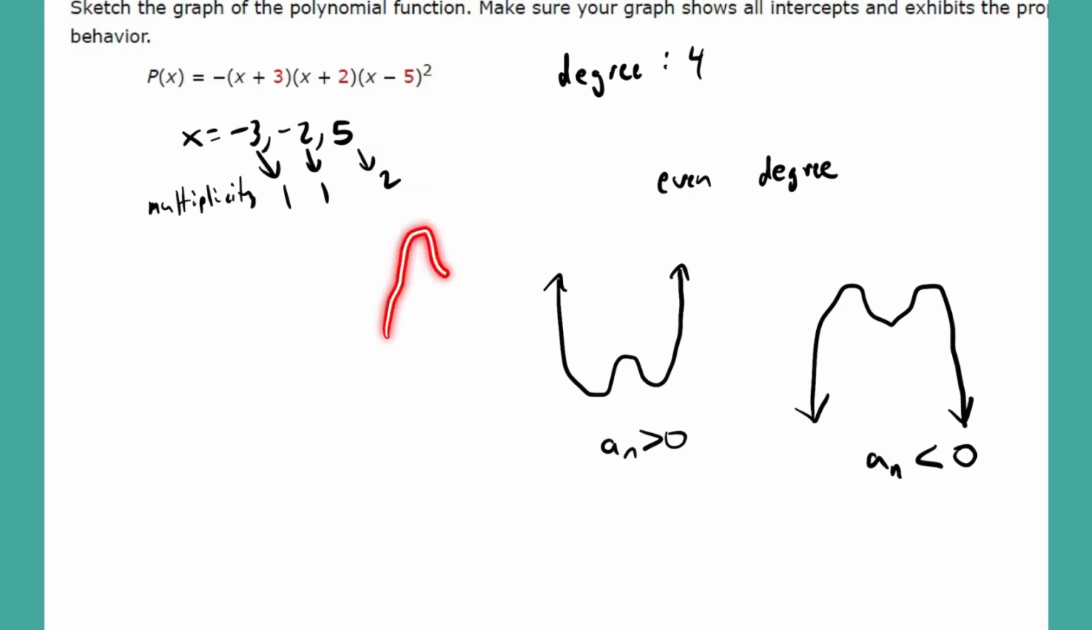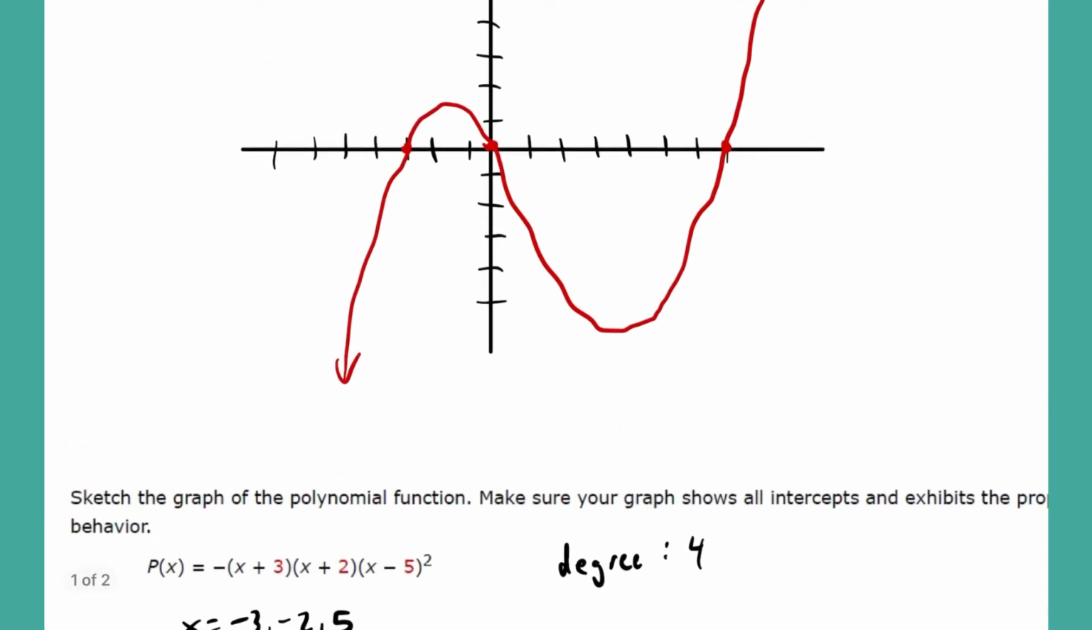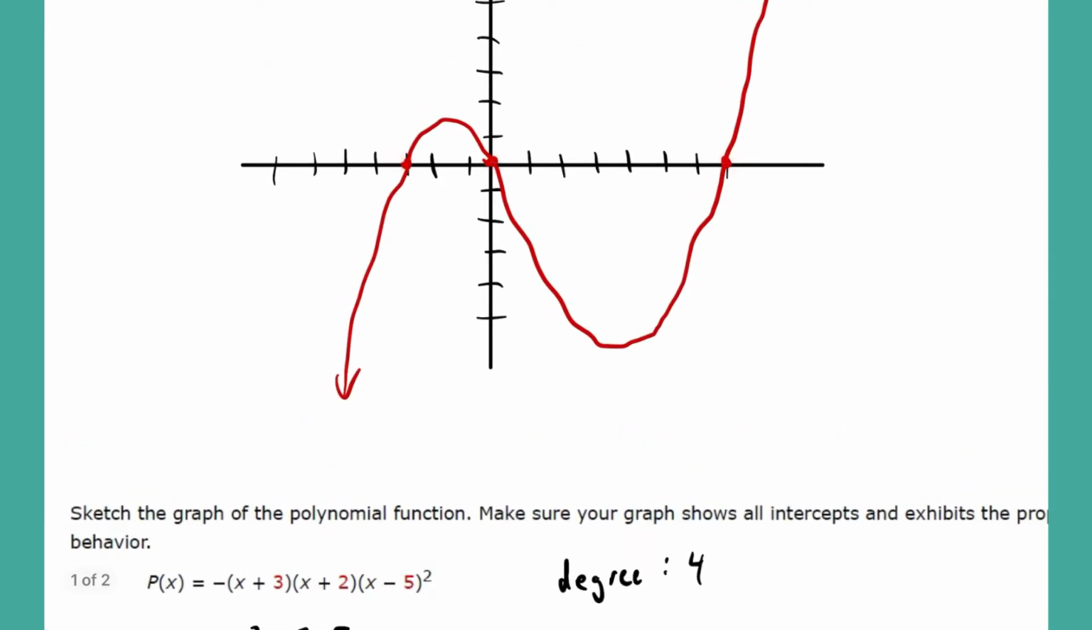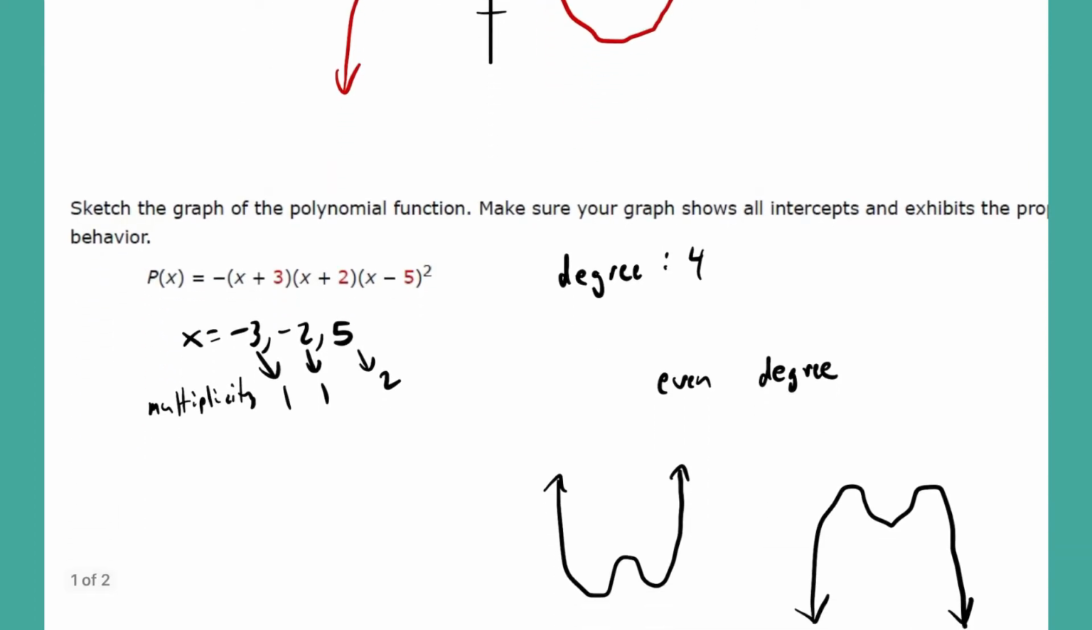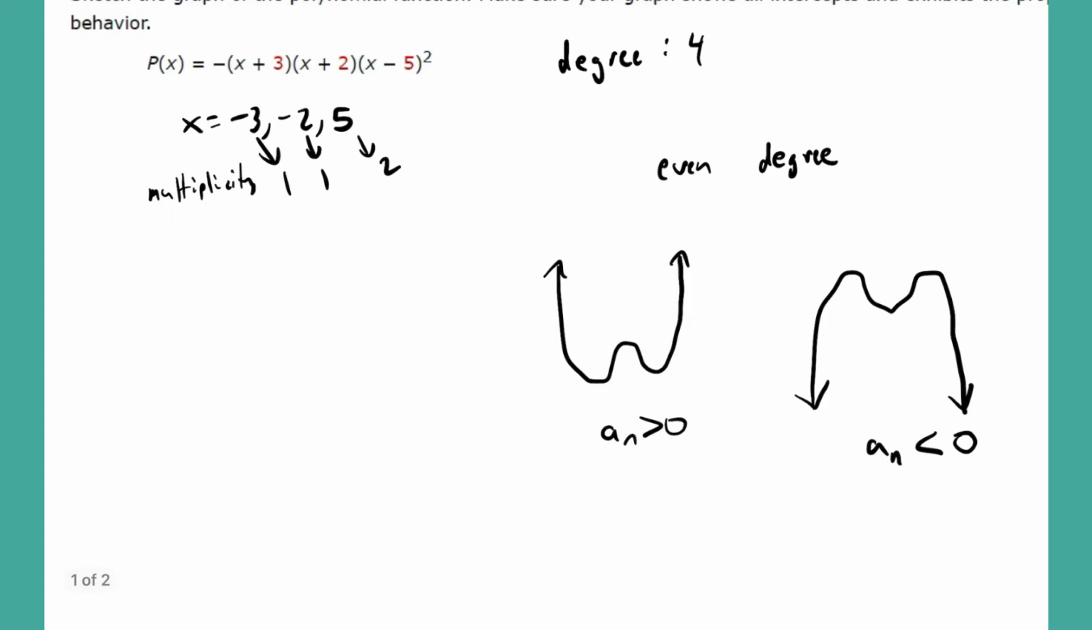So when it's even multiplicity, that means the graph is going to touch and turn at that point. If it's odd multiplicity, then the graph goes straight through the 0. So these were odd multiplicities, so the graph went straight through, straight through, straight through. If this would have been an even multiplicity, the graph would have went touch and turn without going through. It just would have touched and turned. So that's what's going to happen at this point. It's going to touch and turn.